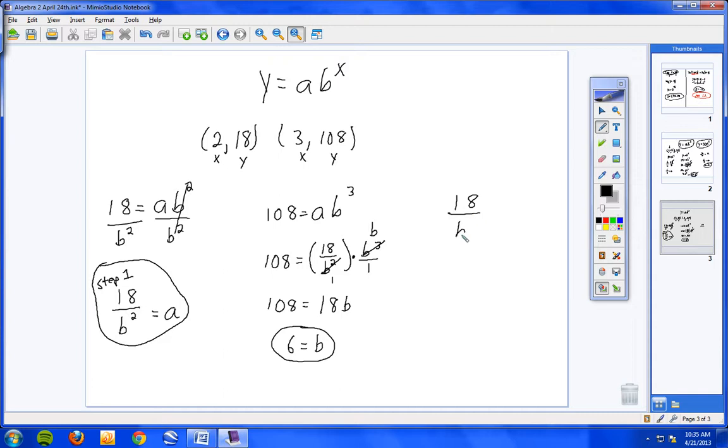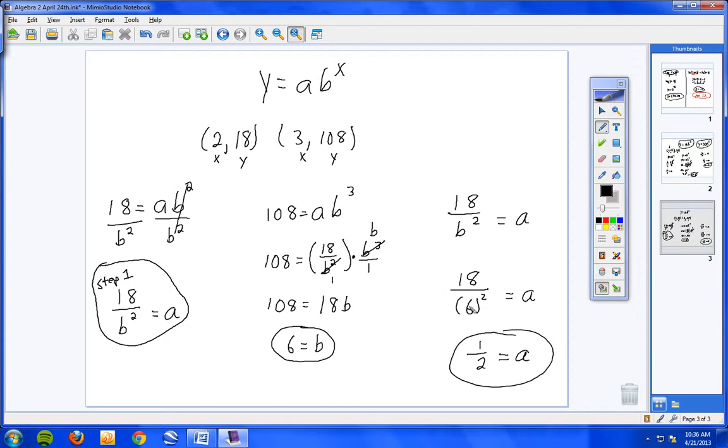18 over b squared equals a. And step 4 says to take your b value, which is 6, and substitute it in. So 18 over 6 for b, and then squared equals a. Well, use your calculator on this. You'll see you're going to get out 1/2. You'll get out 1/2, which is fine, no big deal.